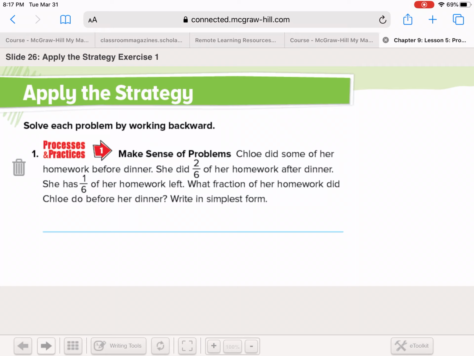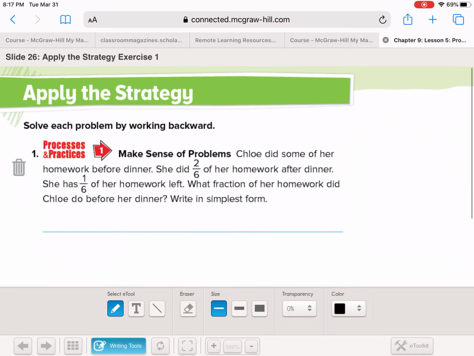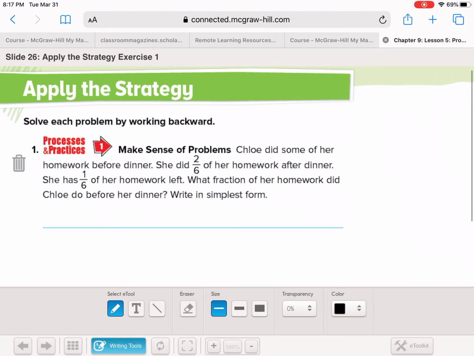Okay, apply the strategy. So here you are. You're going to do numbers 1 to 6, okay? 1 to 6, all right?